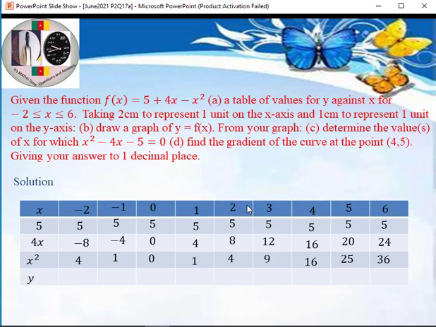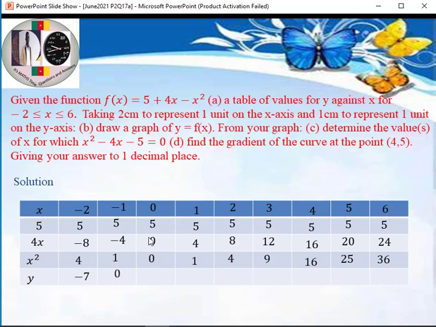Now our y is 5 plus 4x minus x squared. We have minus x squared, but we have values here for x squared, not for minus x squared. So for all the values of x squared, we are going to subtract them from the other values. So we are going to have 5 minus 8 minus 4, which is going to give us minus 7. 5 minus 4 minus 1, which is going to give us 0.